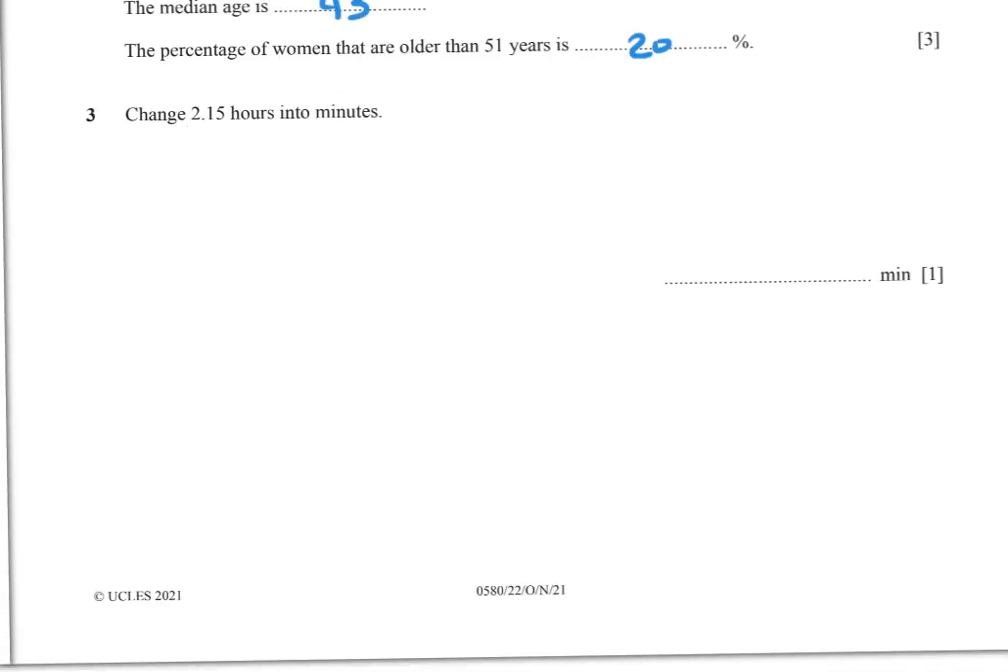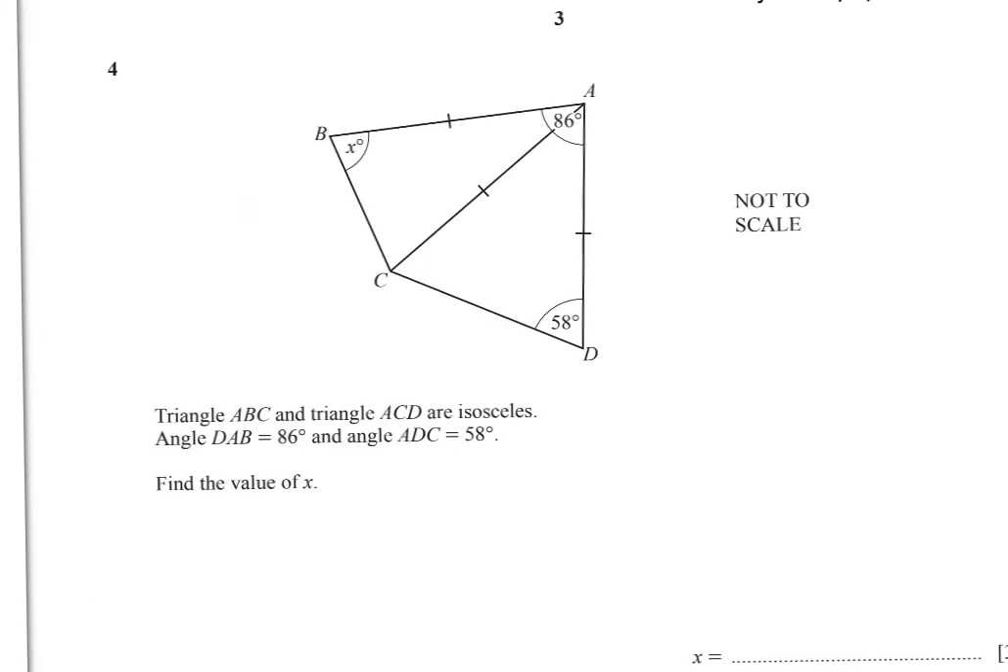Number 3, change 2.15 hours into minutes. How to change hours to minutes? Multiply by 60. So 2.15 times 60 equals 129.